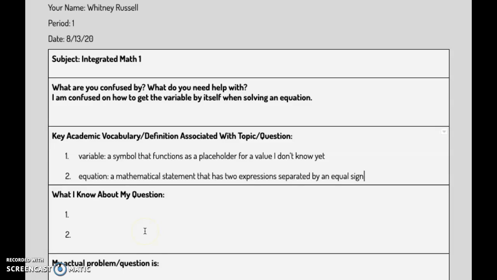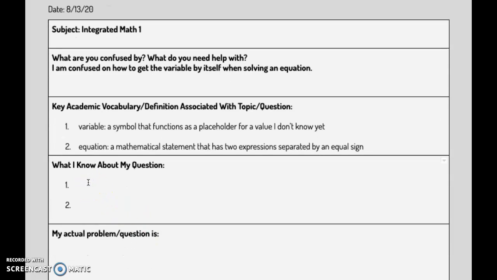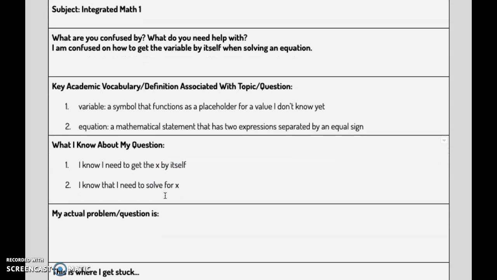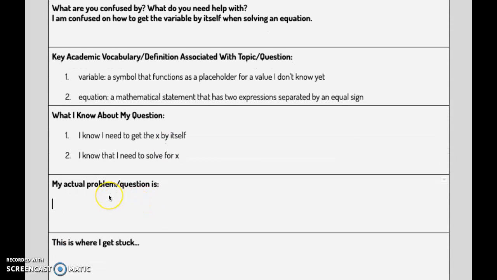All right, moving on. What I know about my question. I know I need to get the x by itself. I don't know how to, but I know that I need to do that. I know that I need to solve for x. So there's some things that I know about my problem. Now, what is my actual problem? I'm just going to make one up. 3x plus 7 equals 2. So there's my actual problem.